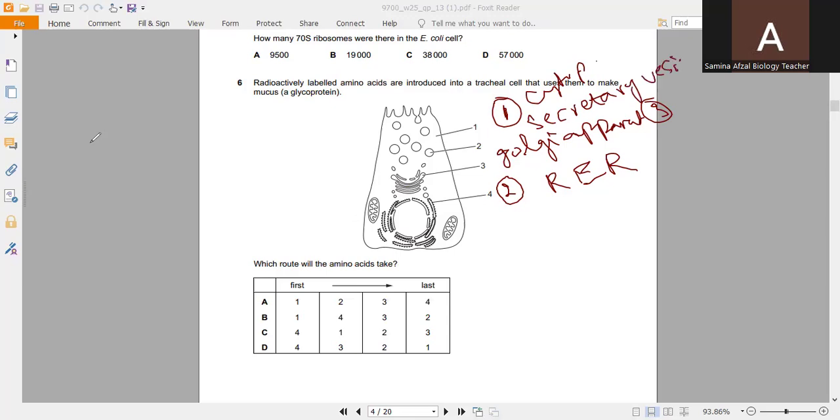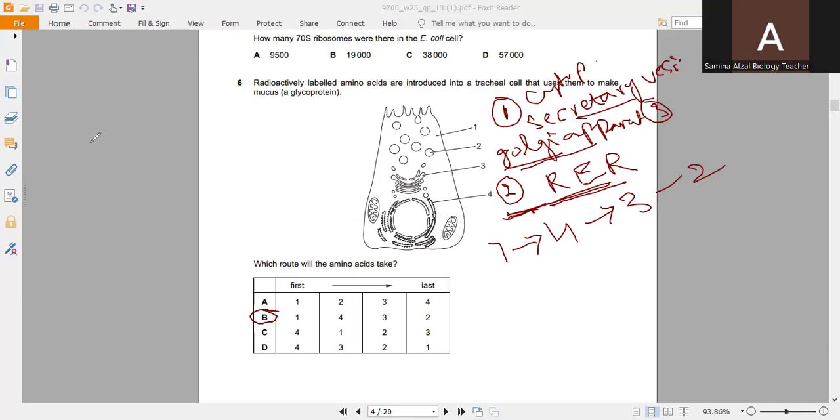So the whole route is taking place in the cytoplasm. In the cytoplasm, rough endoplasmic reticulum has ribosomes attached on it. So the amino acids will go towards where they are attached. And then the Golgi apparatus, and then the secretory vesicles. So the route will be 1, 4, 3, and 2. So the route will be in this way.